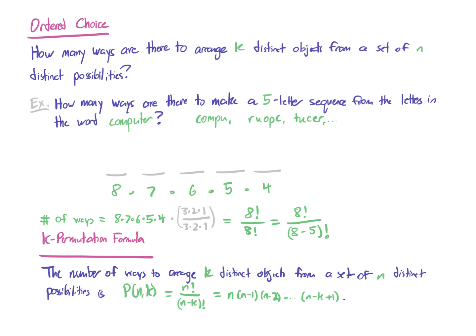So with the k-permutation formula, we can answer any question we want of the form, how many ways are there to take k things from a set of n things and arrange them in some order?